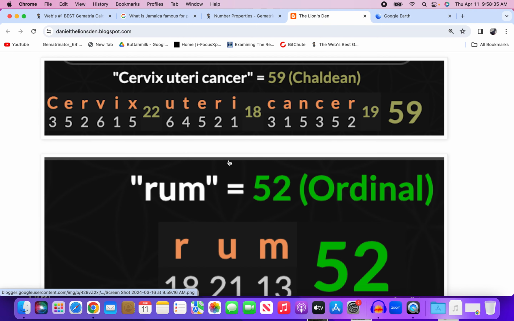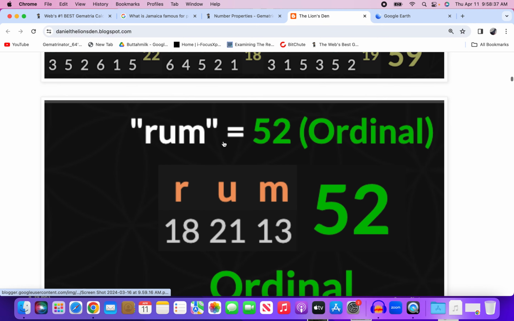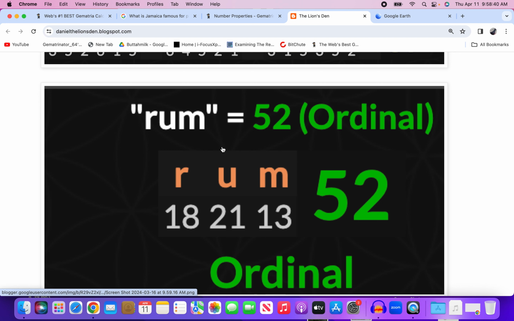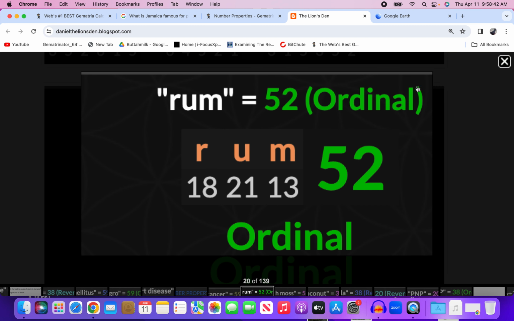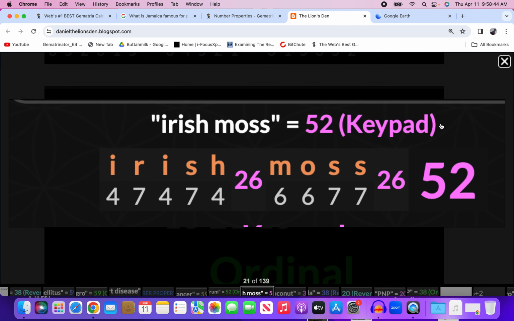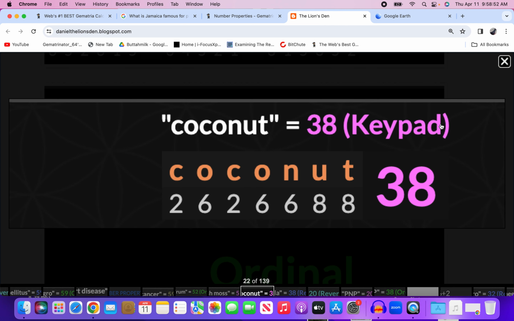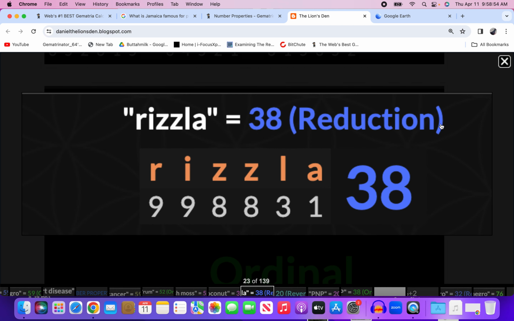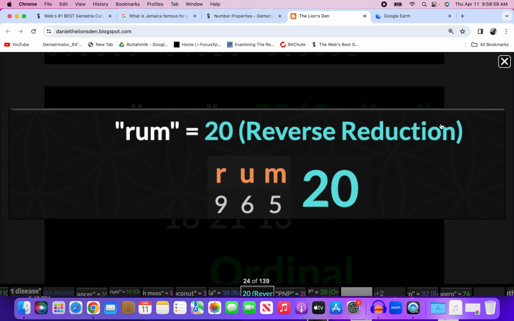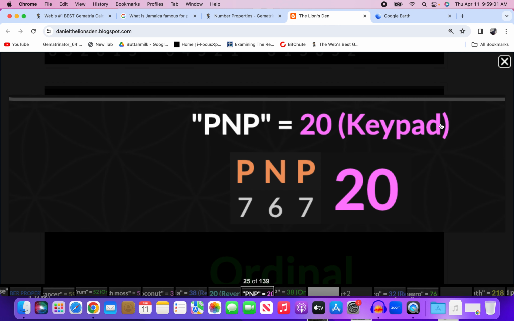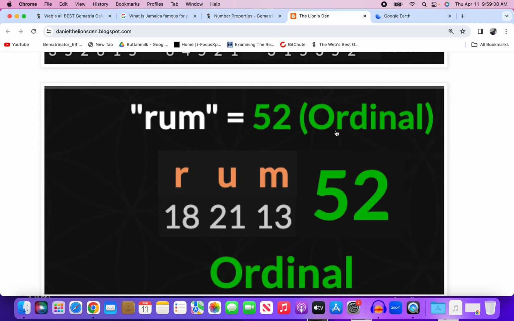So some things that are popular in Jamaica have an interesting corollary to Jamaica. Rum 52, Jamaica 52. Irish moss, popular drink in Jamaica, equals 52. Coconut equals 38. Rizla, the papers they use to roll up spliffs, 38. Rum is also 20, just like Jamaica. PNP, the People's National Party, equals 20 in that keypad cipher.